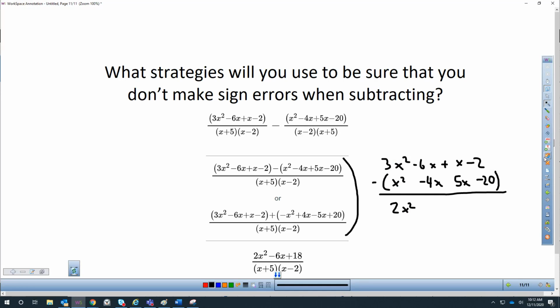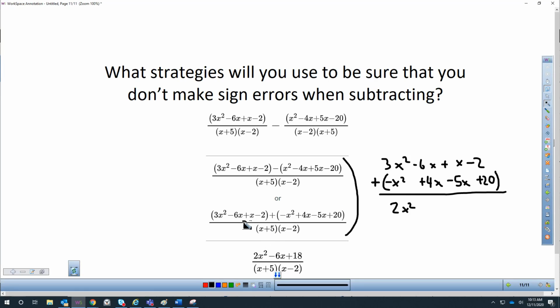Okay. Another tip that helps students a lot is to add the opposite. So we're subtracting right now, but if I change this to an addition sign and change everybody's signs inside, adding the opposites of these will end up being the same as subtracting what they were originally. So 3x squared plus a negative x squared is a 2x squared. And you see that's what we did here when we rewrote it, is we added the opposite.